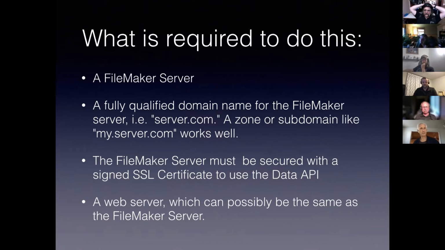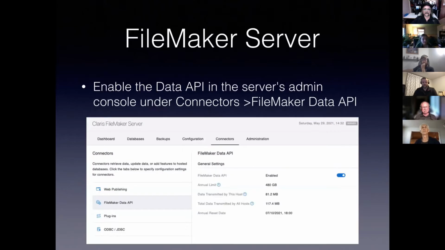And additionally, of course, you need a web server, which might be the FileMaker server itself, but I think the point here is you could use it on your main business domain with some other server entirely. You do need to enable the FileMaker API. It's not enabled by default, well, probably because of those requirements, the SSL certificate and whatnot.